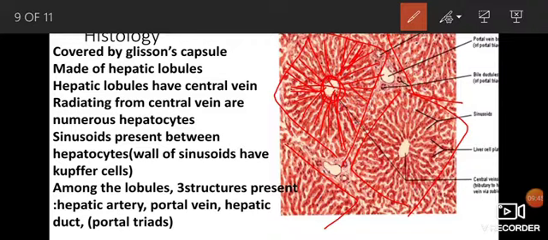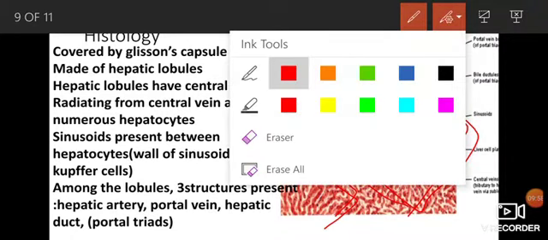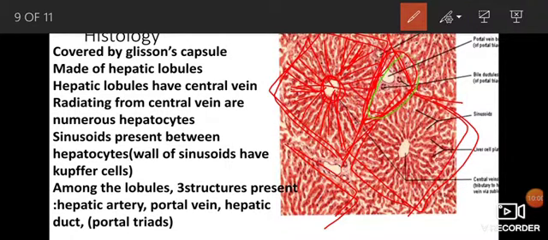Then between the hepatic lobules, so hepatic lobules are these hexagonal lobules, among the hepatic lobules there is a space. That space I will mark in green color.